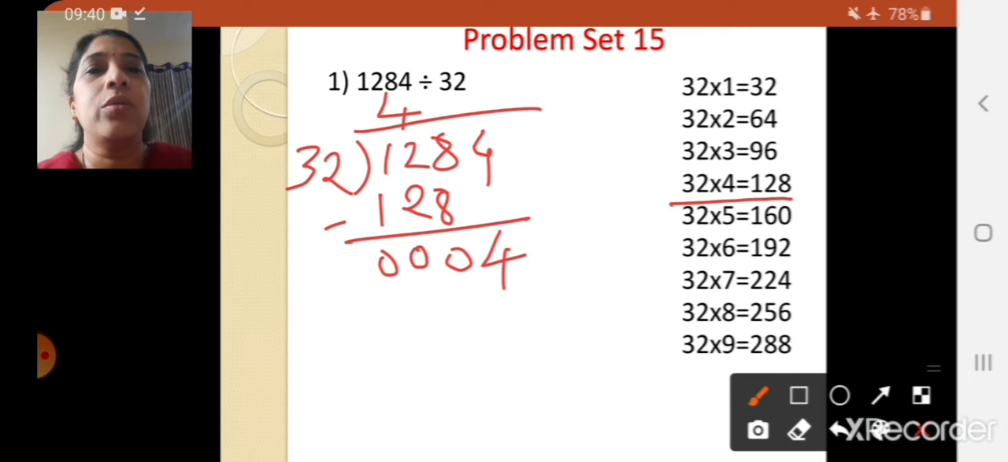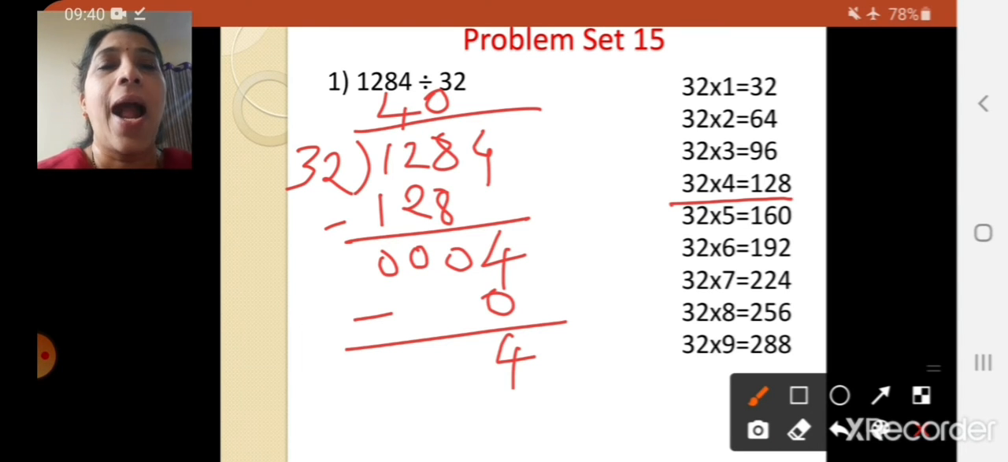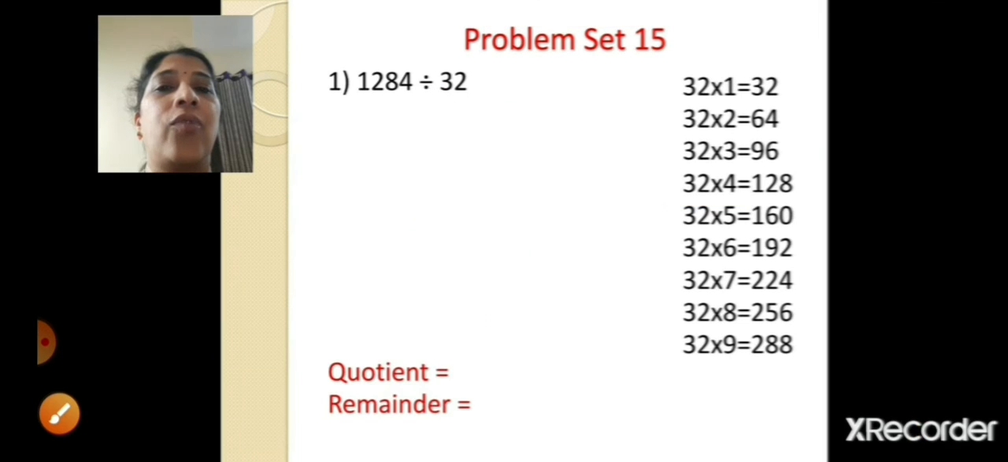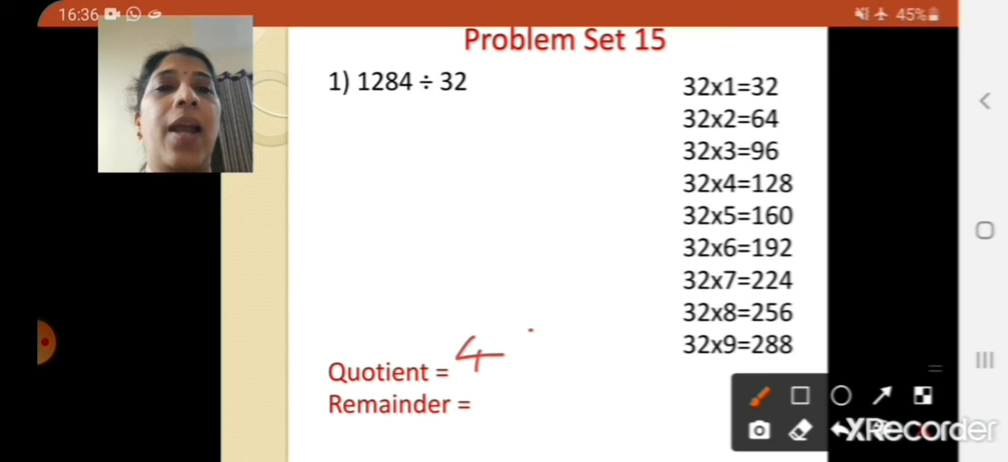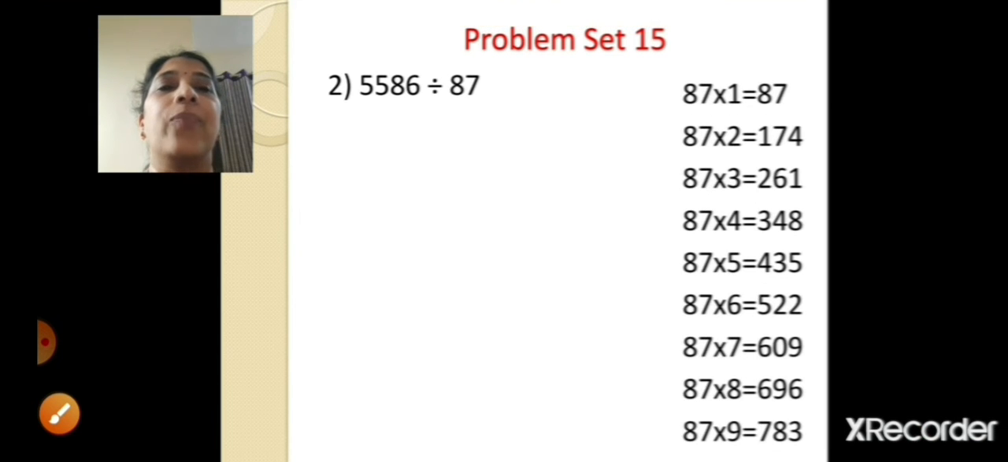So what will we do? We will write 32 zeros are 0, right? 32 zeros are 0. So you get the answer 4 minus 0 as 4, right? So your quotient is 40 and remainder is 4, right children? Quotient as 40 and remainder as 4. So in this way you will write the answer. Now let's move to the second sum.